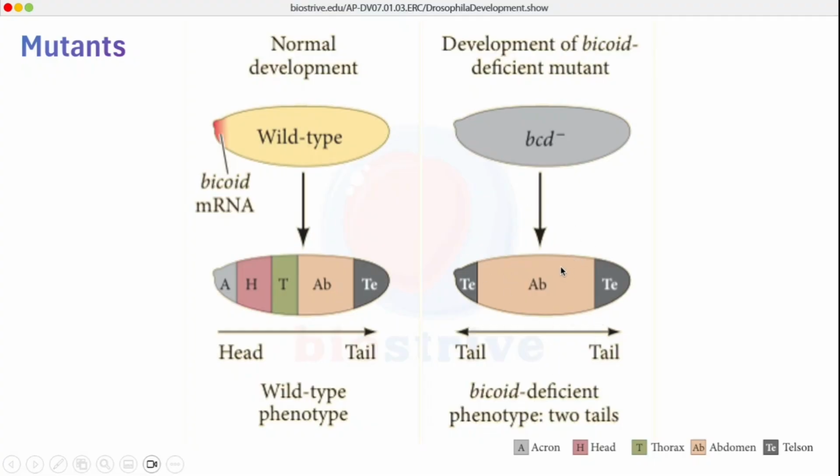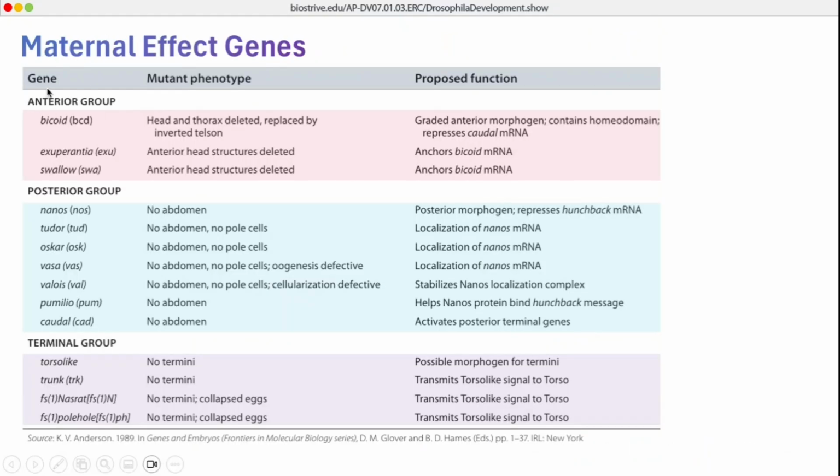So in this table here we have certain genes like bicoid, exuperantia, swallow, nanos, tudor, oskar, vasa, pumilio. We talked about some of these genes in previous slides, and their mutant phenotype, if we mutate these genes, is mentioned right here, and based on these two columns, the proposed function is mentioned right here. You can go on with this table on your own.